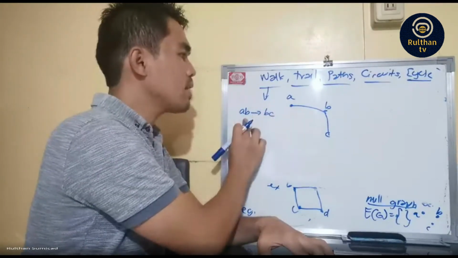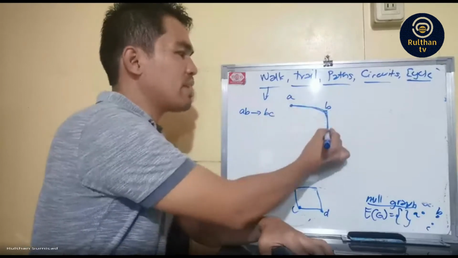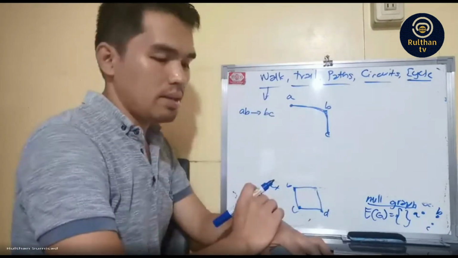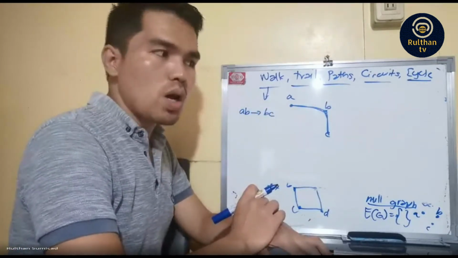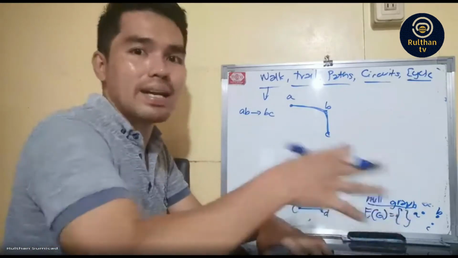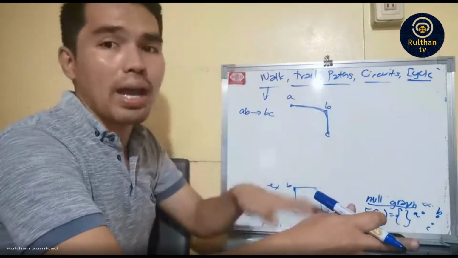A, B, then B, C. This is a walk from this vertex to this vertex passing A, B, B, C. This is an example of a walk. So it's any route that you're going to take, so long as there is a route, meaning to say there is somewhere you can walk.